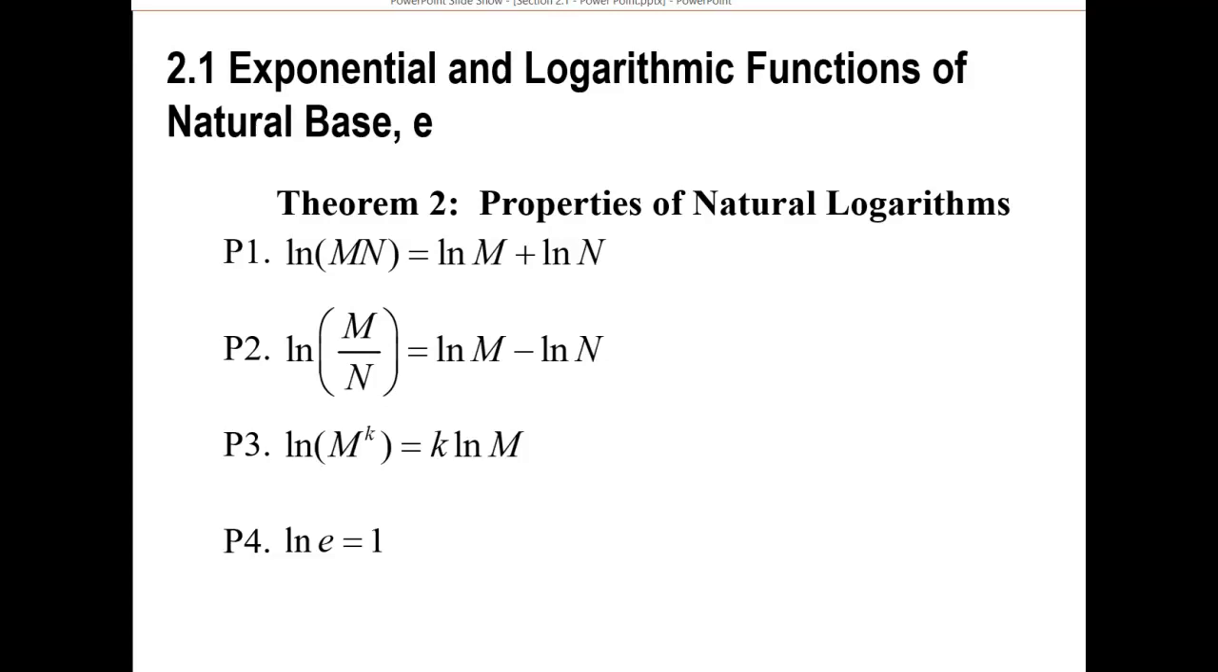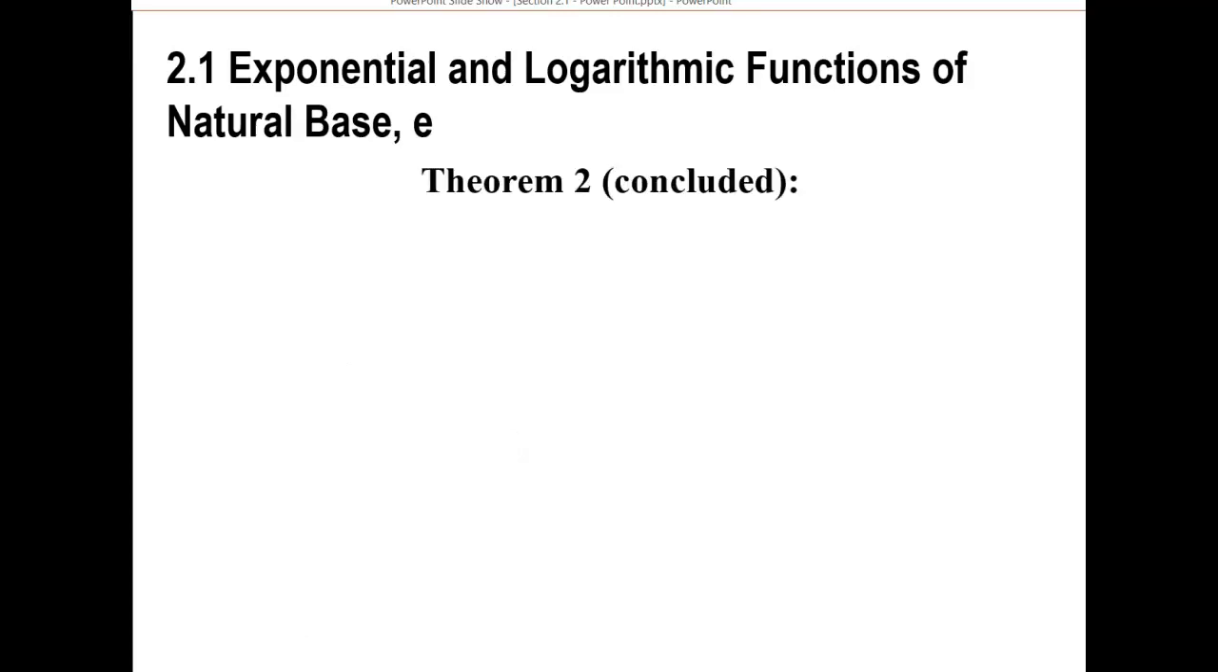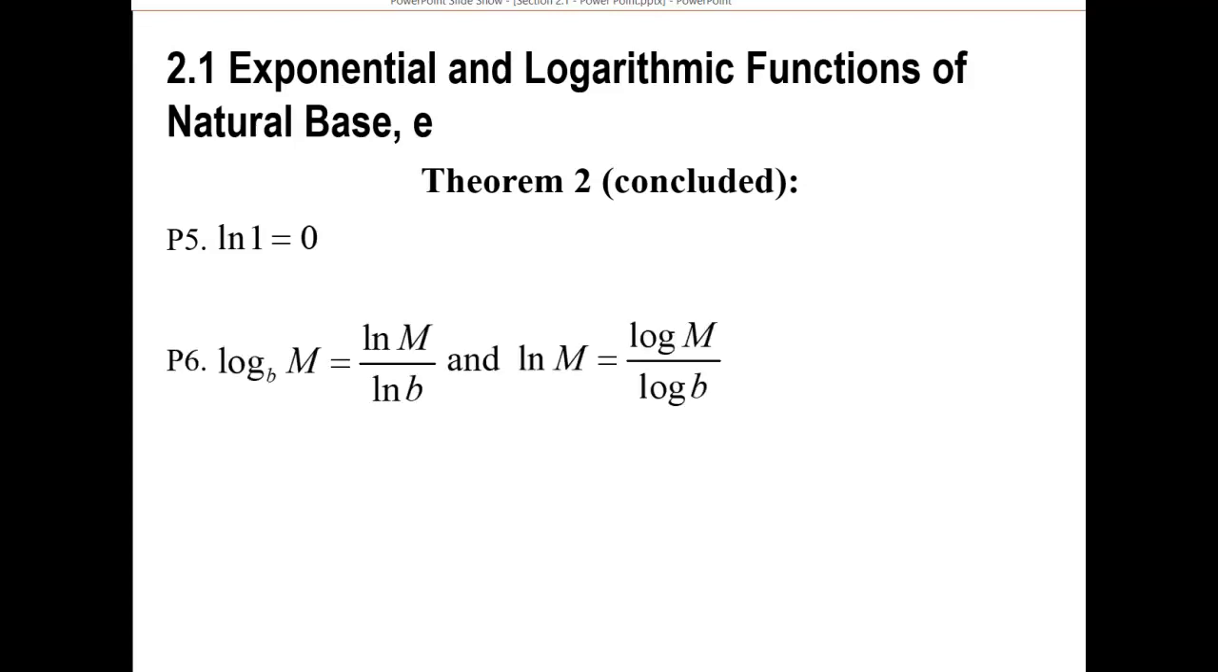Natural log of e is always 1 because the bases match. Again, base matches the base means the answer is the exponent. The first three require m and n are both positive. Natural log of 1 is 0, right? The logarithm of 1 in any base is 0.